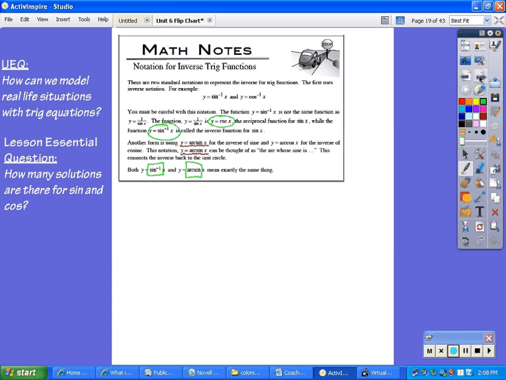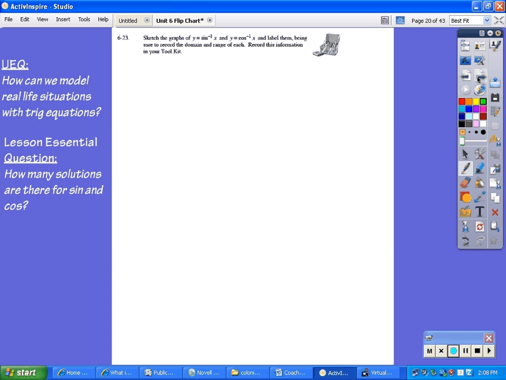Make sure you copy those math notes down in your toolkit. Sketch the graphs of inverse sine, inverse cosine, label them, and be sure to record the domain and range of each. Record this information in your toolkit. You can do that. We've already done it together. You can do it on your graphing calculator, or you can use the draw function to graph those inverses.